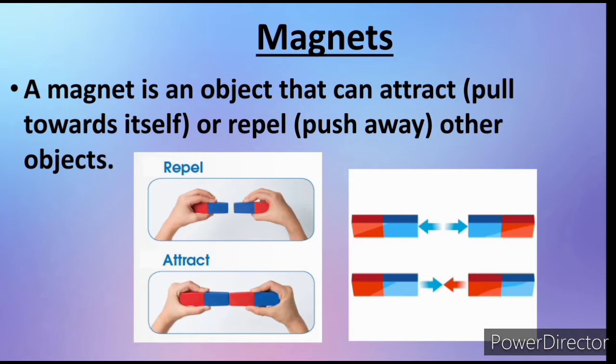Now, from this picture, we can see two arrows coming together. That is to attract. And we can see two arrows going in opposite directions. That is to repel. So a magnet can either attract, that means to put towards itself, or repel, that is to push away other objects.